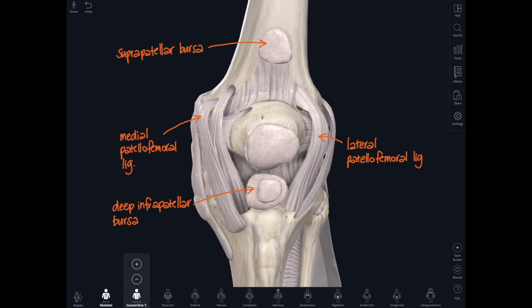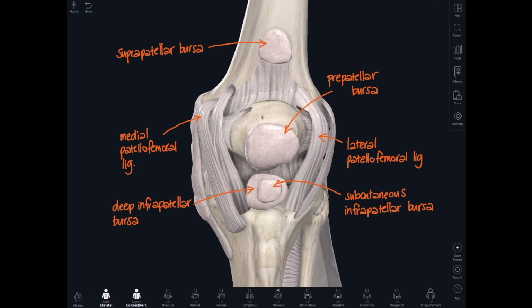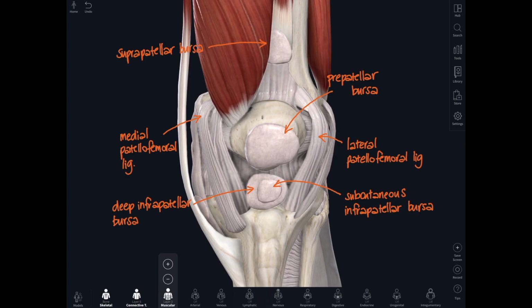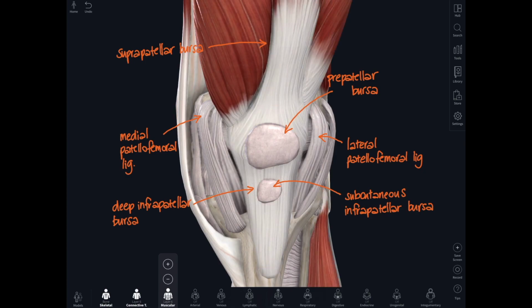Add another layer in and we see more ligaments, but we also see some more bursae appearing. And what we can see is that there's a bursa right in front of the kneecap, the prepatellar bursa, and another one which is superimposed on top of that deep infrapatellar bursa, and that is the subcutaneous infrapatellar bursa. Let's add on some muscles and tendons, and now we can see how the deep and the subcutaneous infrapatellar bursae are separated by that patellar ligament.